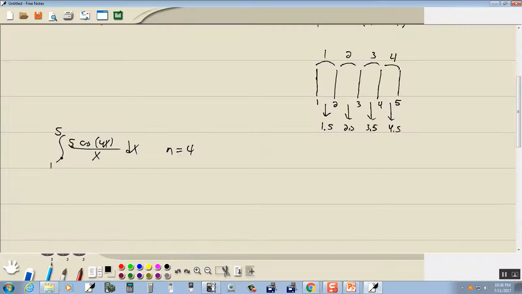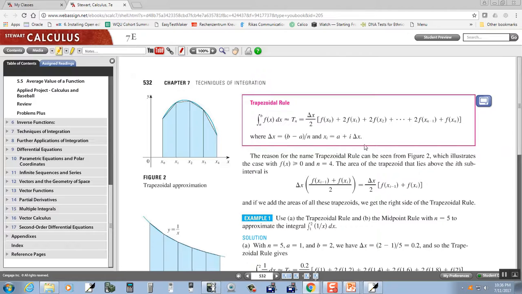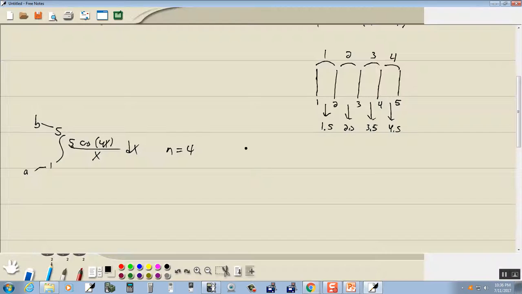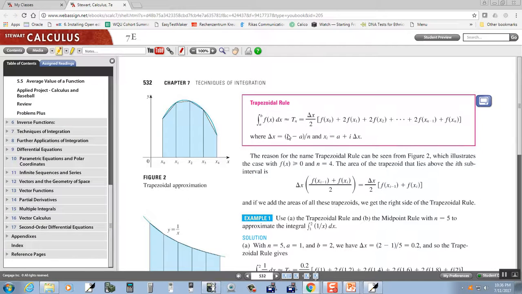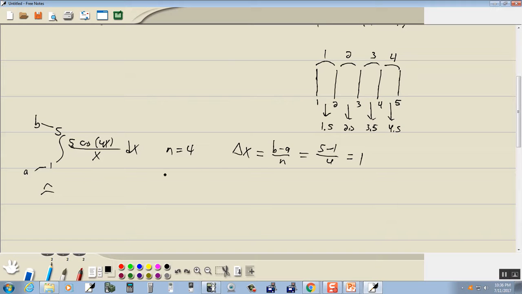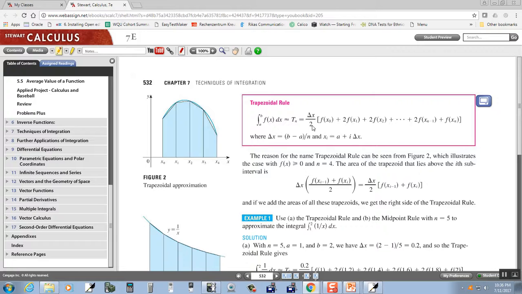A would be this, B would be this, and we need delta x again. So delta x is equal to b minus a over n. So we're going to have 5 minus 1 over 4, which gives us 1 again. So the approximation will have delta x, where's delta x? Right there, 1 over 2.